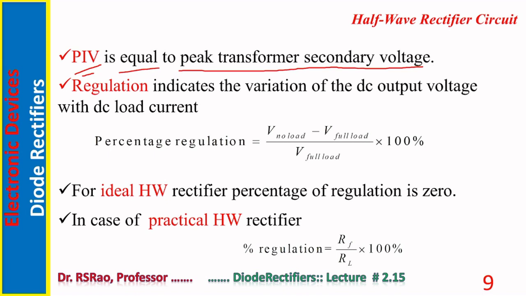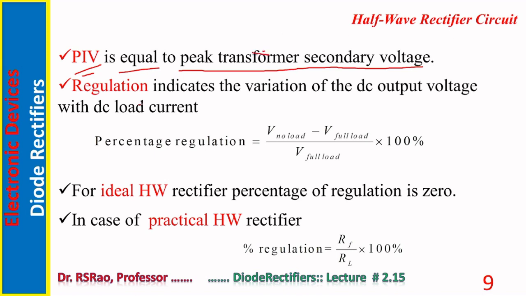So while designing the rectifier circuit, we have to see whether the diode is able to withstand the voltages that appear across it under reverse biased conditions. Of course, under forward biased conditions also, we have to see whether the diode is able to cope up with the maximum voltages that appear across it.